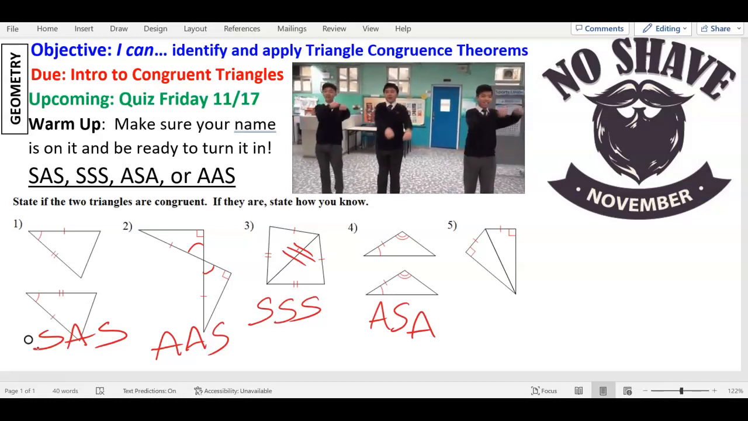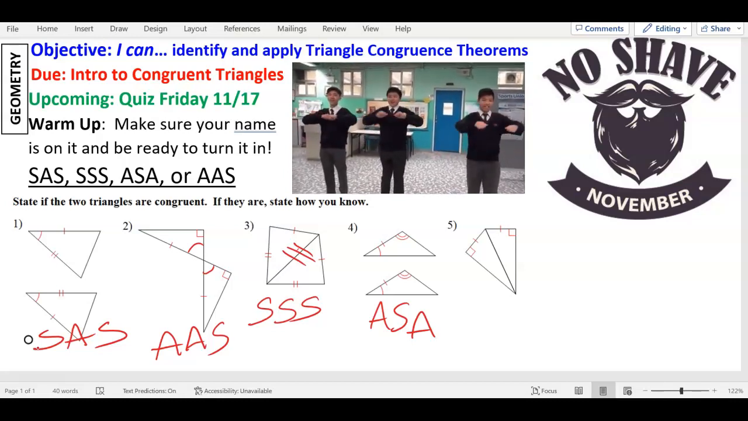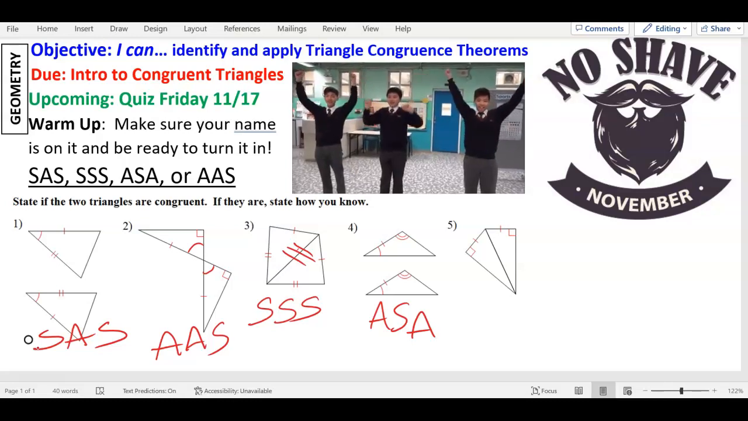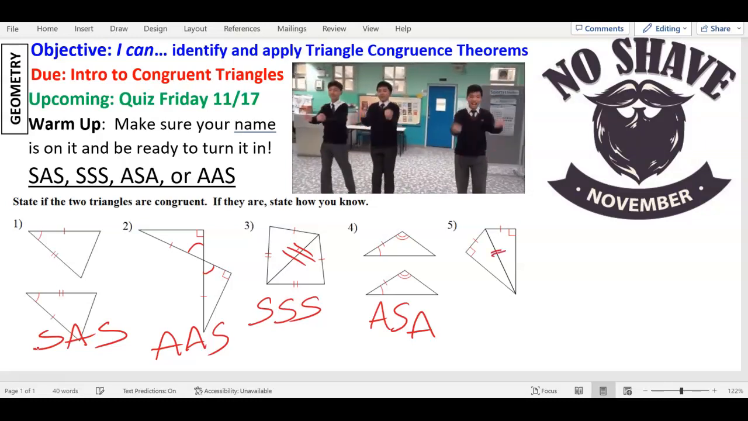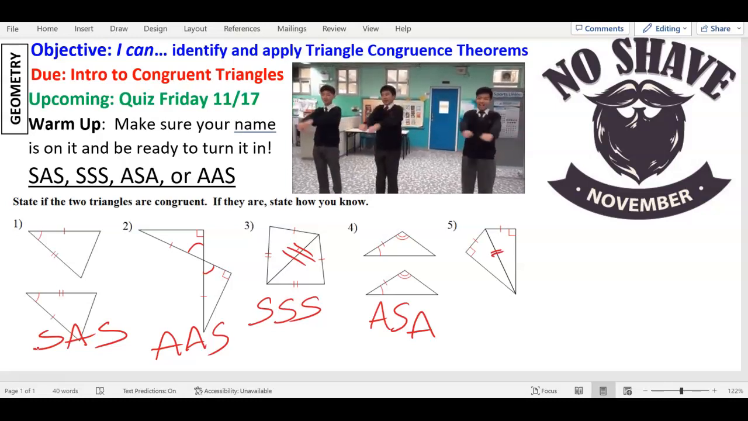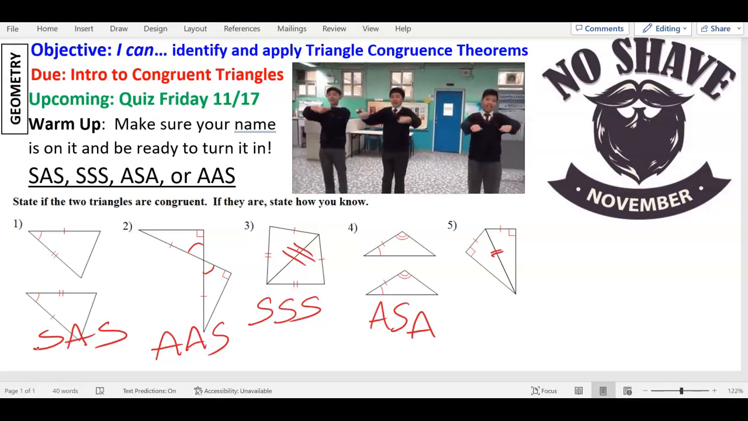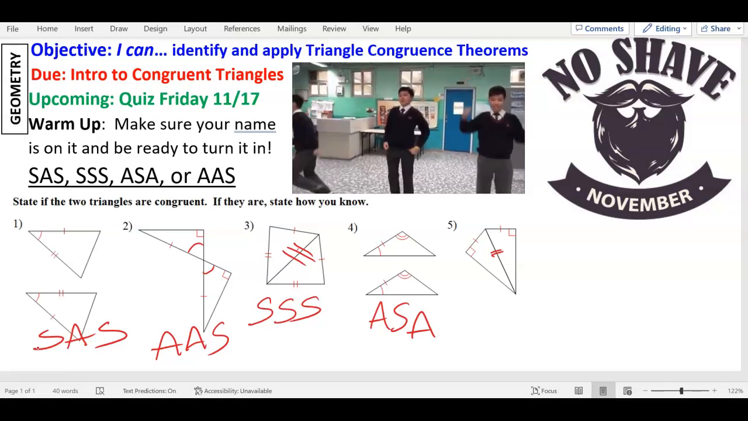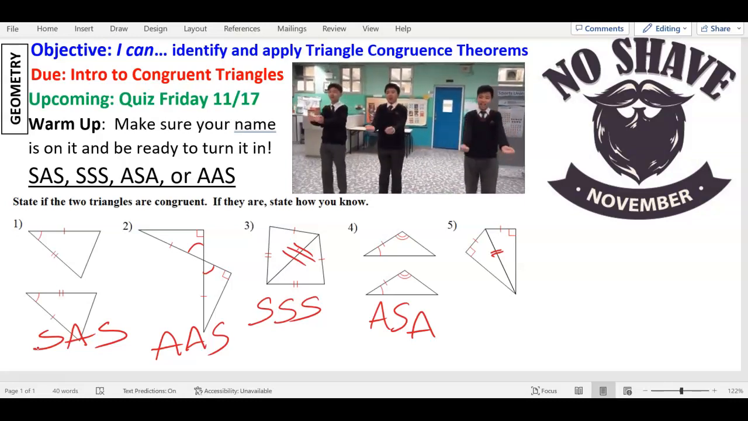Let's see this one. If they're touching, what do I gotta put right here? Tick mark. Now, let's think about this and let's not get ahead of ourselves, okay? What is this right here? Angle. What's this? Side. What is this? Angle, side, side.